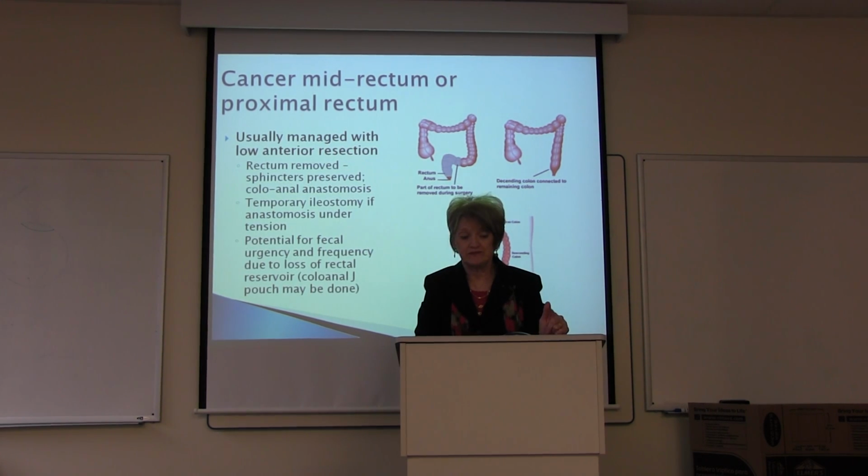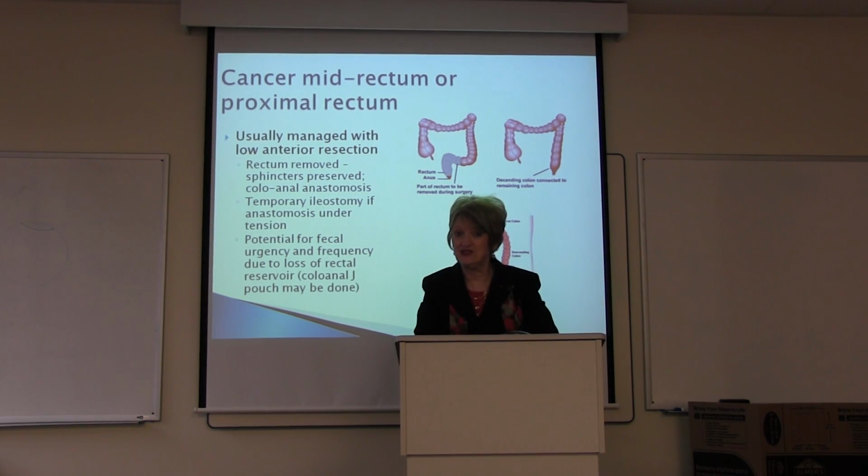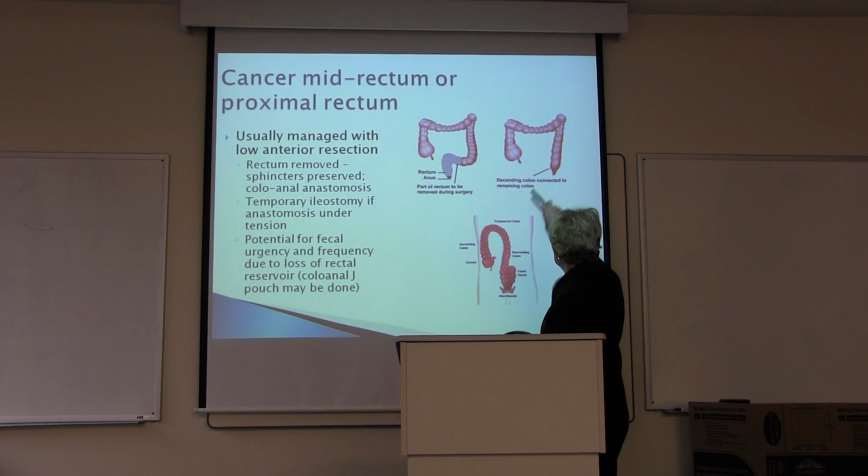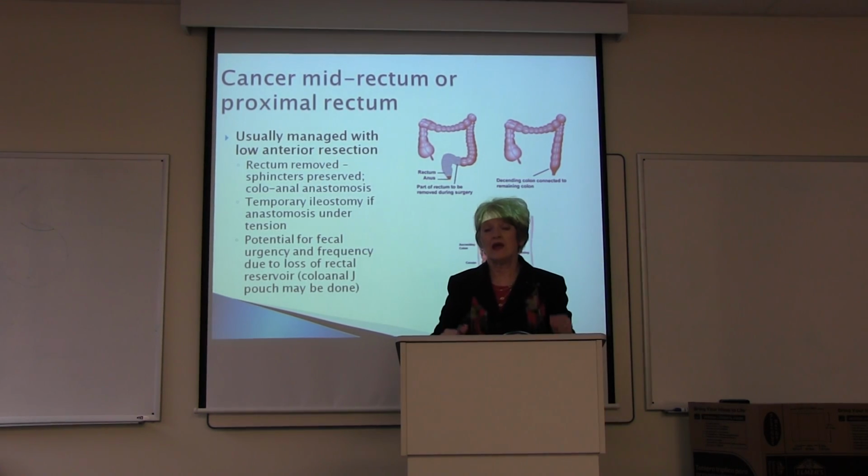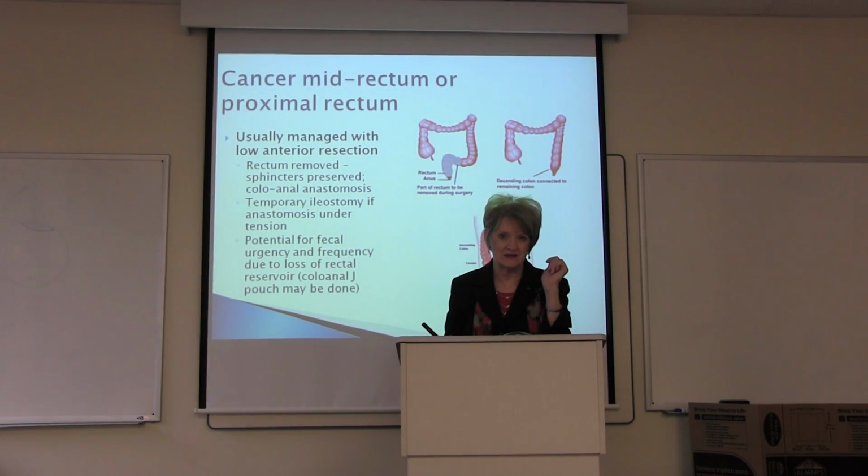What this translates into is, if your patient has had a low anterior resection, by definition, that means the rectum has been removed, the anal canal, sphincters, and anus have been preserved, the colon has been connected to the anal canal, and if an ostomy was done, it is to provide temporary protection while that anastomosis heals. So with low anterior resection, if it's easy to do this anastomosis with no tension, no stoma. If the anastomosis is under tension, temporary stoma. But you would not have a permanent stoma with a low anterior resection. Why would you? Your sphincters are intact.